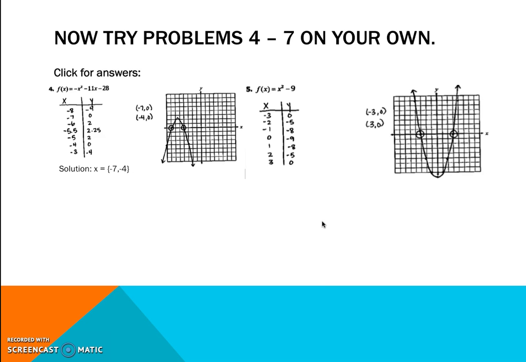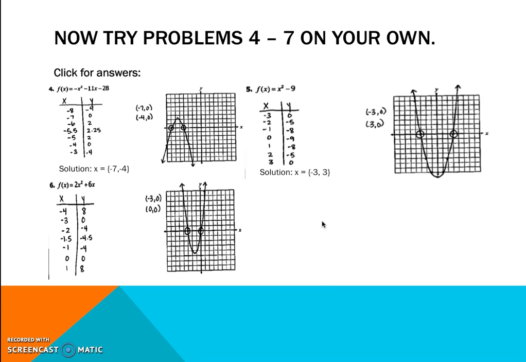At coordinate pairs (-3, 0) and (3, 0). So your solution to this would be x equals -3 and 3. Number 6, 2x squared plus 6x. Once you do your t-chart and you plug in your values for x and y, you will get the following graph. Notice that your line passes through the x-axis in two places as well.